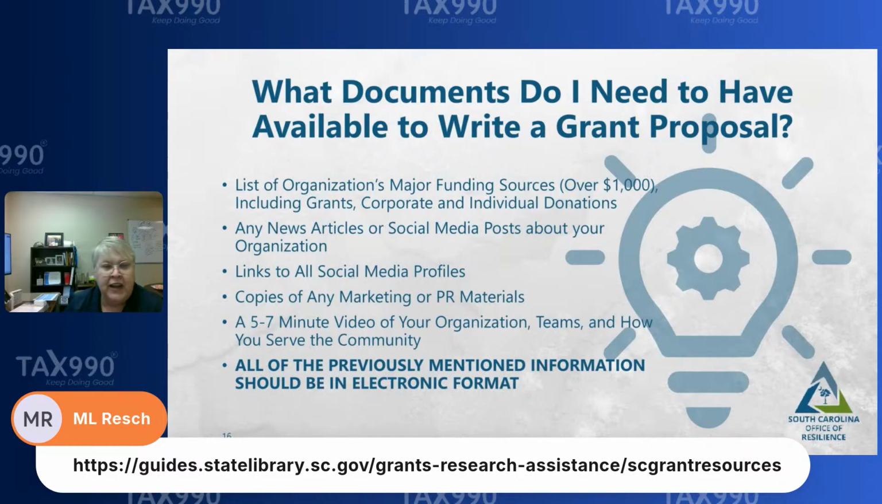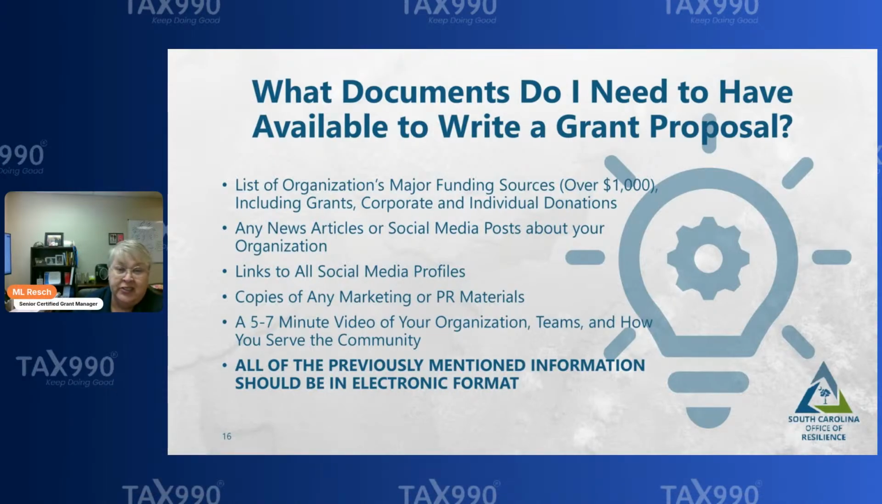How about, do you have an ongoing list of your major funding sources? For small nonprofits, that's typically over $1,000. For large nonprofits, it's typically over $10,000. Most funders will ask you for at least your top 5 funding sources. It might be a federal community development block grant for $110,000 or $1.2 million. You might have a local community foundation that gave $10,000.